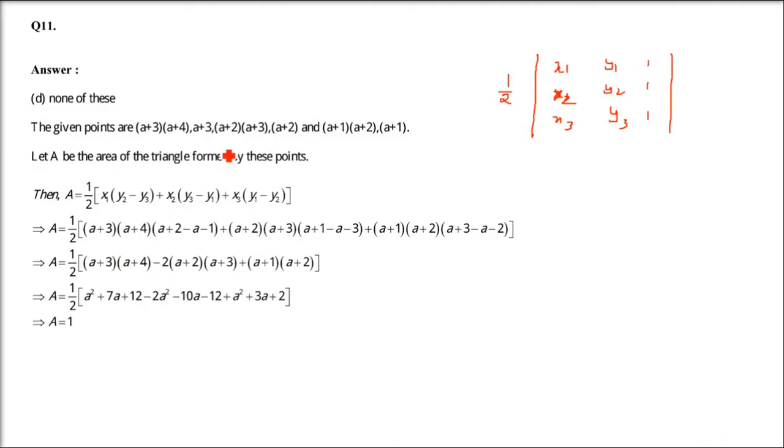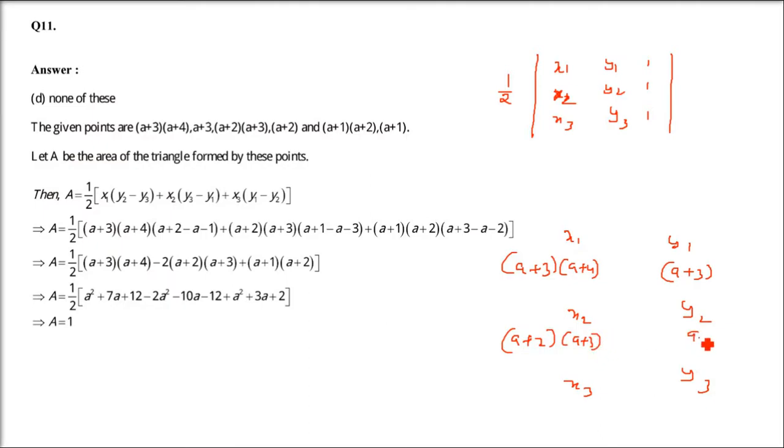Now when you open it, you know how to find the determinant. So this expression is going to come, with x1, y1, x2, y2 and x3, y3, and you just have to put the values and the result will come. So x1 is given as a plus 3 into a plus 4 and y1 is a plus 3. Then x2 is a plus 2 into a plus 3, and y2 is a plus 2. x3 is a plus 1 into a plus 2, and y3 is a plus 1.